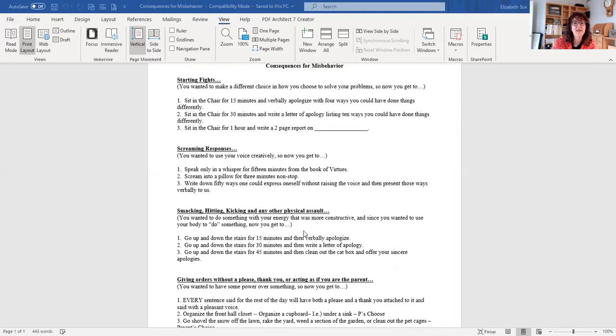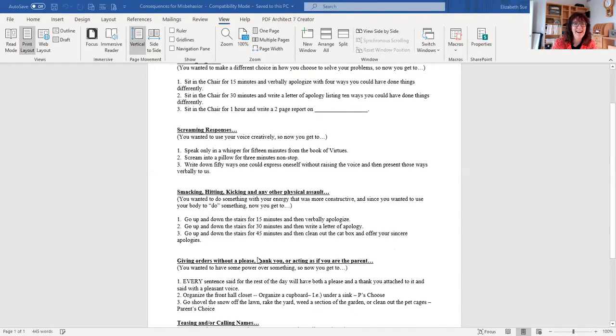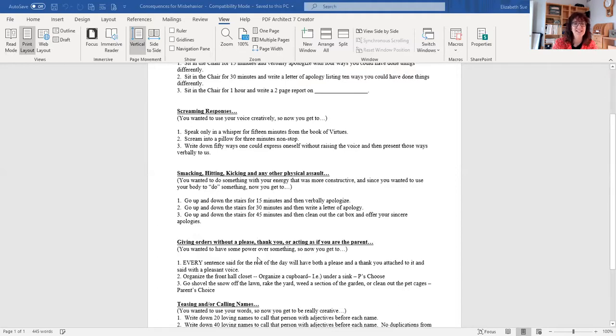If you were smacking, hitting, kicking somebody, you had to use your energy instead to go up and down the stairs for 15 minutes and then verbally apologize, go up and down the stairs for 30 minutes and write a letter of apology. So you can see, they're pretty serious about this. Go up and down the stairs for 45 minutes, clean out the cat box, and then offer your sincere apologies, because nobody wants to clean out the cat box. And seriously, going up and down the stairs twice is exhausting. So going up for 15 minutes is really bad. So you can see how awful they can be.